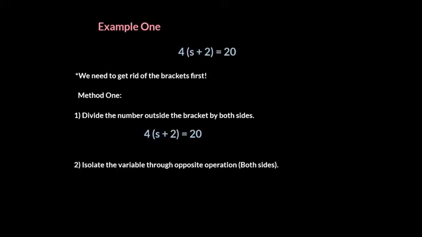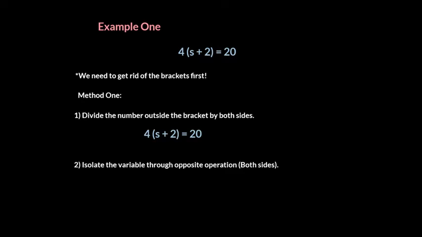Okay, so let's take a look at our first example. So from our first example, we have 4 bracket s plus 2 equals 20. Well, this is a little different than we've had before because before it's just been straight numbers and no brackets. So the first thing we need to do, like it says here, we need to get rid of these brackets here. So we're going to go through two methods. Number one, we're going to start with here.